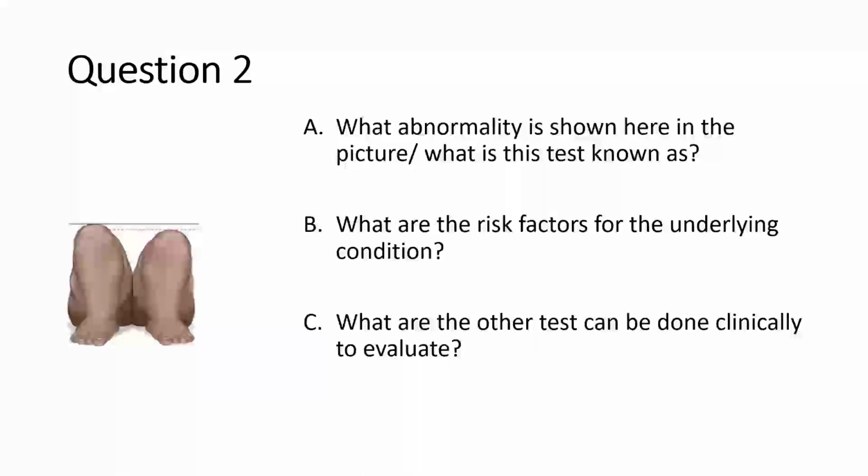So the next question is, what is the abnormality shown here in the picture? What is this test known as? What are the risk factors for the underlying conditions? And what are the other tests that can be done clinically to evaluate the condition? Yeah. Somebody has written Galeazzi test for DDH. Anyone else? What are the risk factors? Anybody want to mention B and C as well? Okay, C, somebody has written Barlow and Ortolani. What is the answer to B?